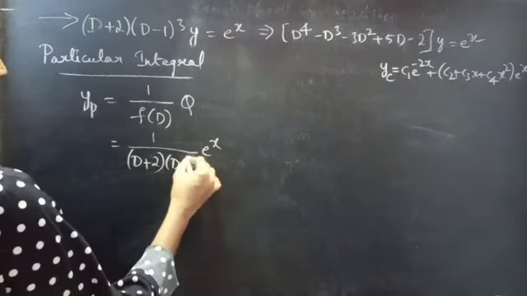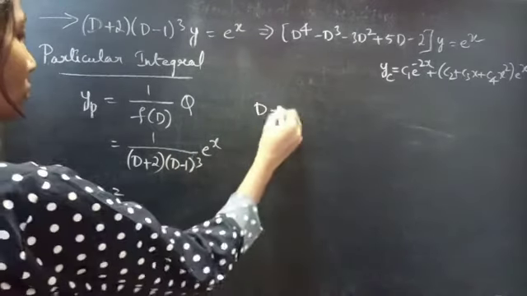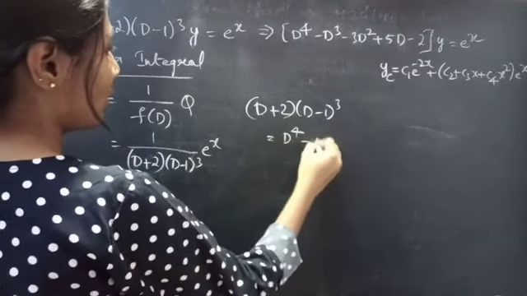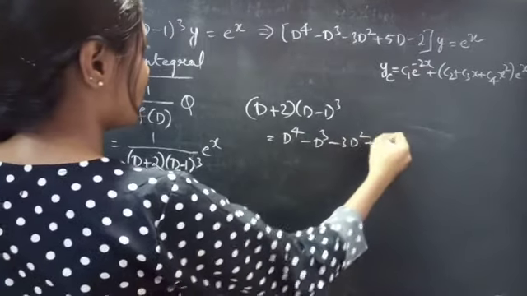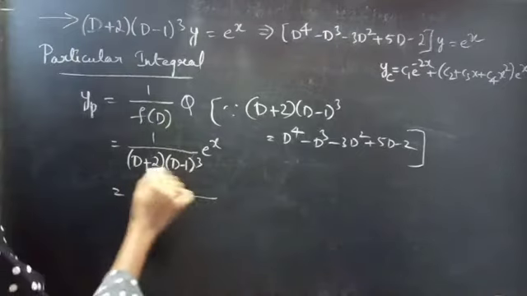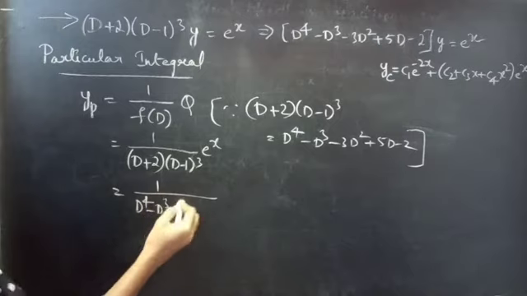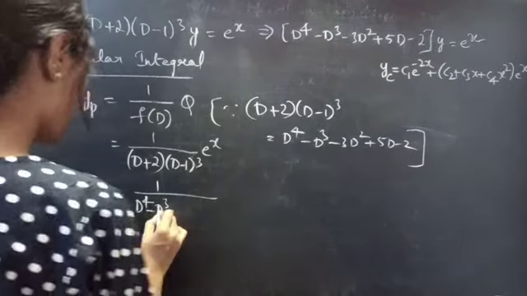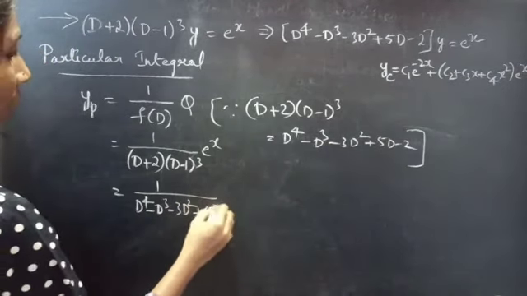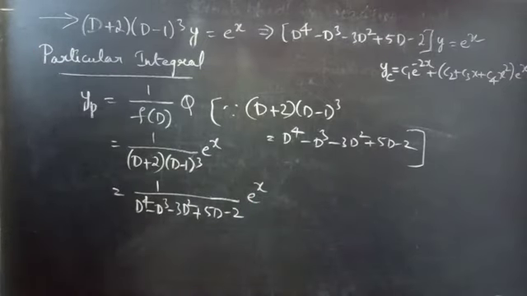Now we can expand this f of d. Already we have expanded this, which is d power 4 minus d cube minus 3d square plus 5d minus 2, right? So we'll replace the denominator by this expansion, d power 4 minus d cube, that is the result obtained from expansion, minus 3d square plus 5d minus 2 into e power x, right? So we have f of d.